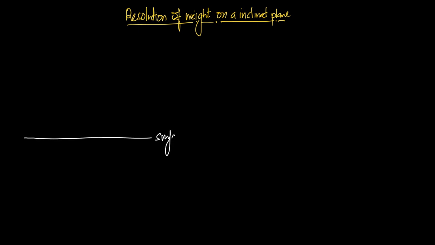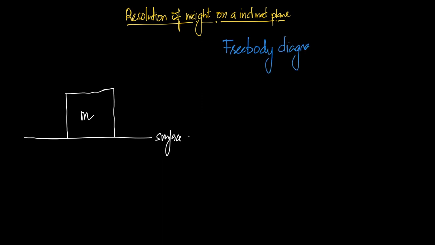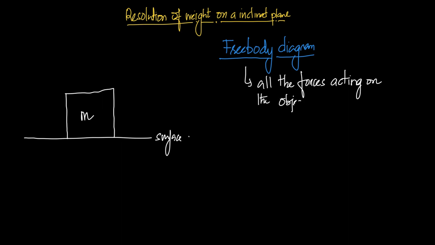and if there is a block of mass m placed on it, if I were to draw a free body diagram of this block, what would I do? The first thing you need to understand is, what is a free body diagram? It is a diagram which represents all the forces acting on the object of interest.